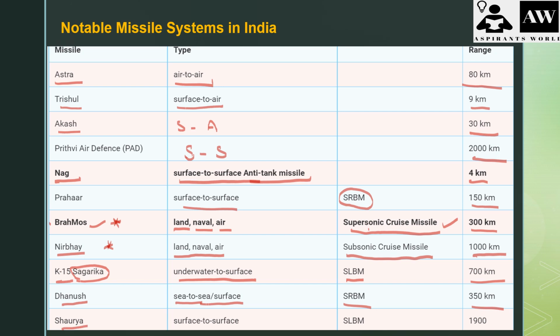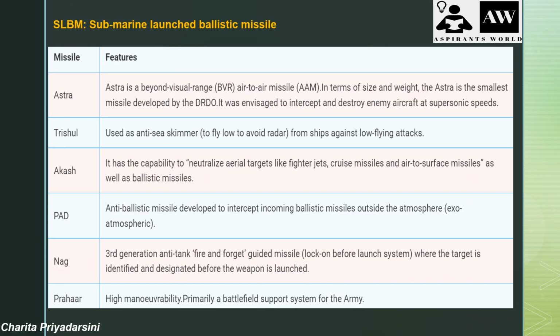And we have the Shaurya missile. It is also a surface to surface category, and its range is 1900 kilometers. So out of that we have to remember the Nag is very important, and the Astra is also very important, the Nirbhay, Sagarika. These are very important missiles. And there are submarine launched ballistic missiles also. What are these submarine launched ballistic missiles?